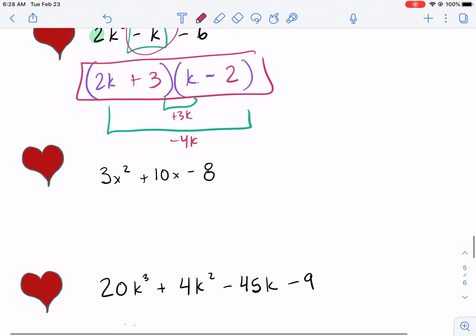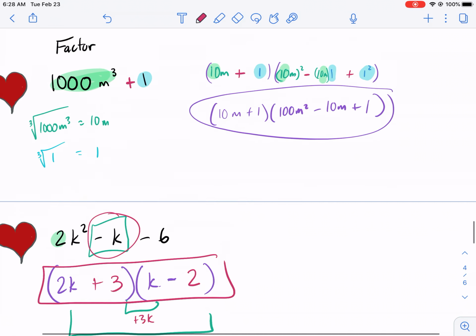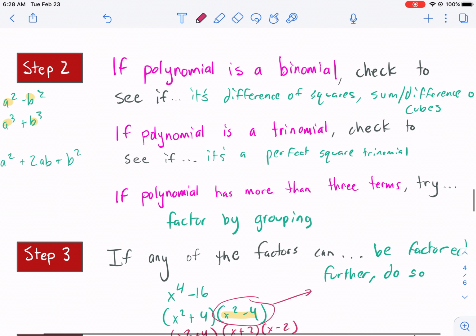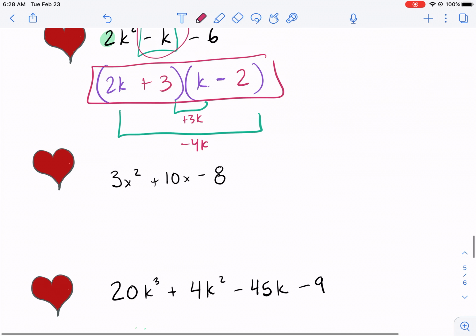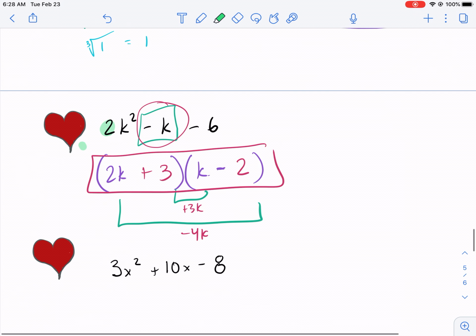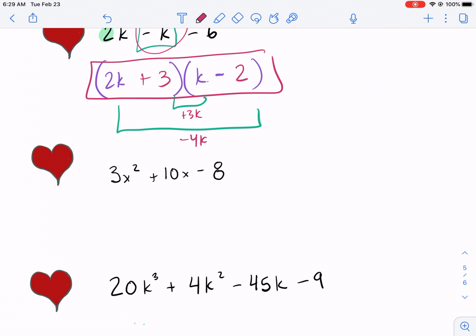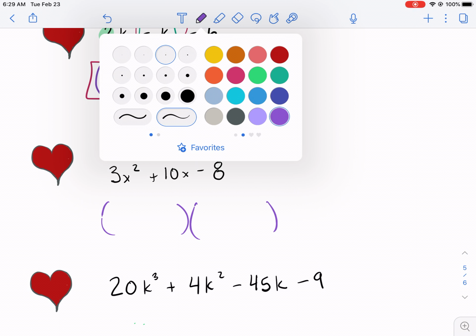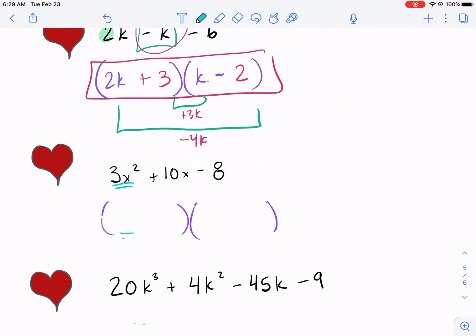Trinomial, we're going to see if it's a perfect square trinomial. That was our second condition. This is not a perfect square trinomial because these are not squares, either in this example or this example. 3k x squared is not a perfect square. So we're just doing it the way we had before. Okay, so we have my parentheses here. I know my first term's factors are going in this slot, and then my second term's factors in these slots.